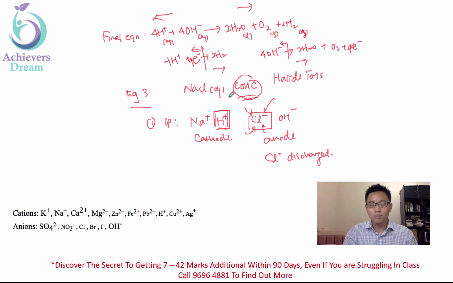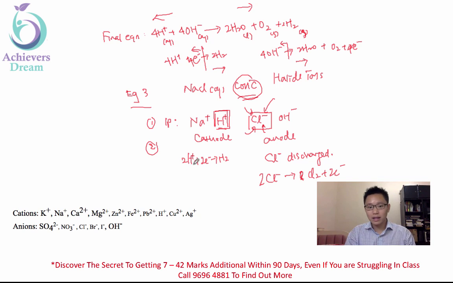So what happens next? From here, what you have to know is, number one, the ions present. Number two, the half equations for both, which I've done just now. Let me quickly write it for you. 2H+ plus 2e- gives you H2. Alright, and 2Cl- gives you Cl2 plus 2e-.